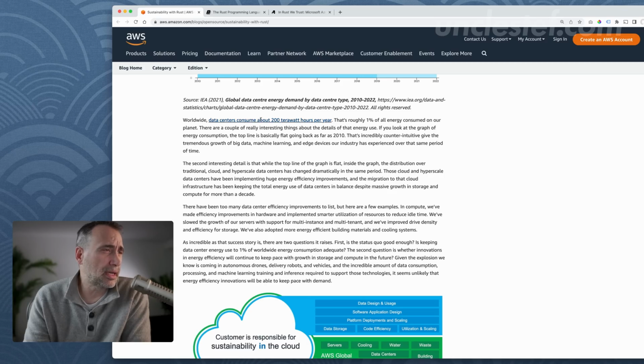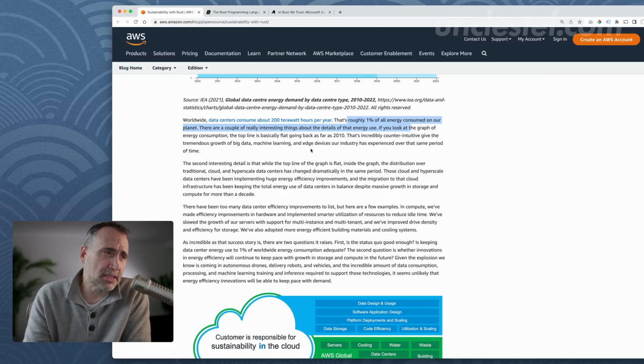Same thing with Rust. Now it runs far, far more efficiently than most other languages. But there is a cost in terms of how many development hours it takes to get somebody up and running as a Rust developer, and how long it takes to write something in Rust versus some other language. That's another story. So they say 200 terawatt hours per year, roughly 1% of all energy consumed on our planet.